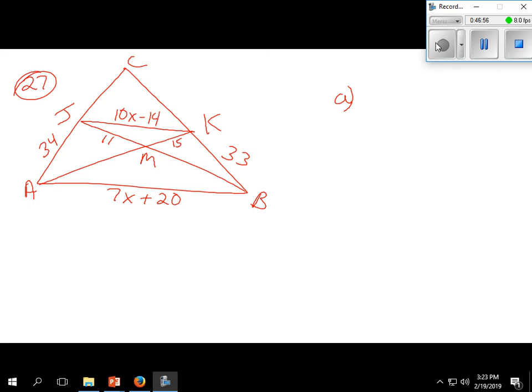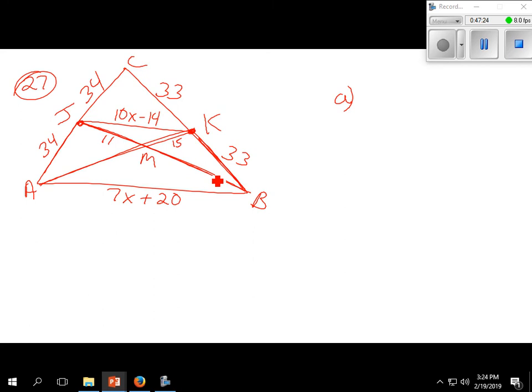All right, problem 27 is basically the same kind of problem as 26. And I've already labeled everything on here. They tell us that JB is a median. Well, if that's a median, then J has to be a midpoint. And if this is 34, then this part up here has to be 34. They tell us that AK is a median. So if this part's 33, that's a midpoint there. That part has to be 33.